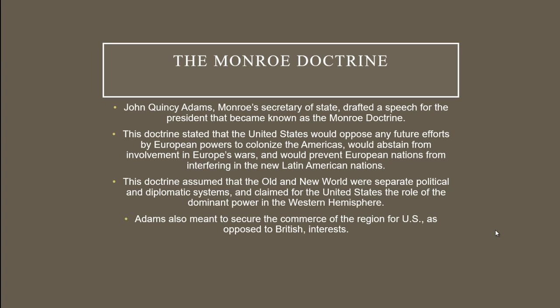This doctrine assumed that the Old and New World were separate political and diplomatic systems, and claimed for the United States the role of the dominant power in the Western Hemisphere. Adams also meant to secure the commerce of the region for the United States, as opposed to British interest.